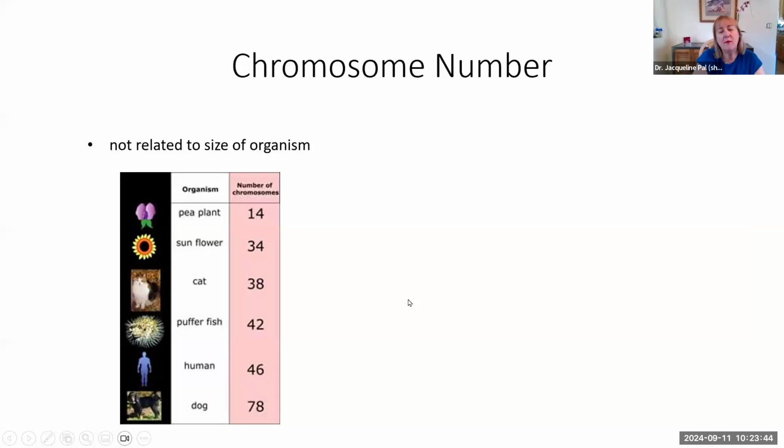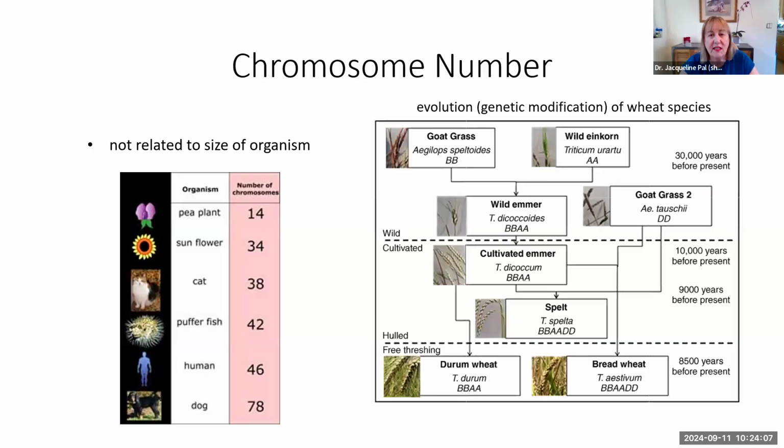So the number of chromosomes basically has nothing to do with the size of the organism or how complex the organism is at all. Humans have 46. As you can see, a dog has more than we do. Cats have less than we do.